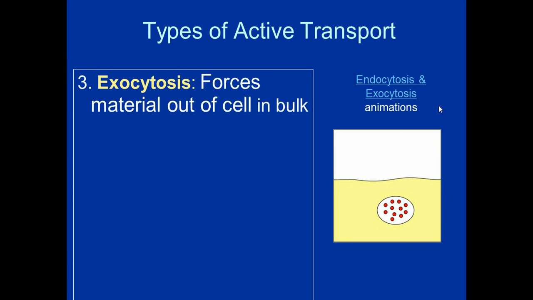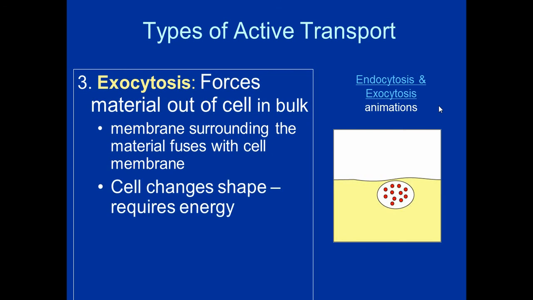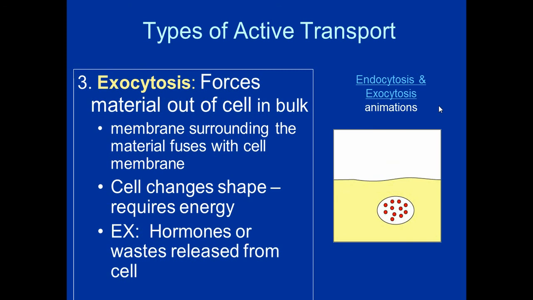And another type is exocytosis. This forces materials out of the cell. It's basically the opposite of endocytosis. You've got a membrane inside the cell that surrounds whatever material you're trying to get rid of. That membrane goes over to the cell membrane, fuses with it, and then opens up. The cell changes shape, which requires energy. Hormones or wastes are released from the cell in this way.